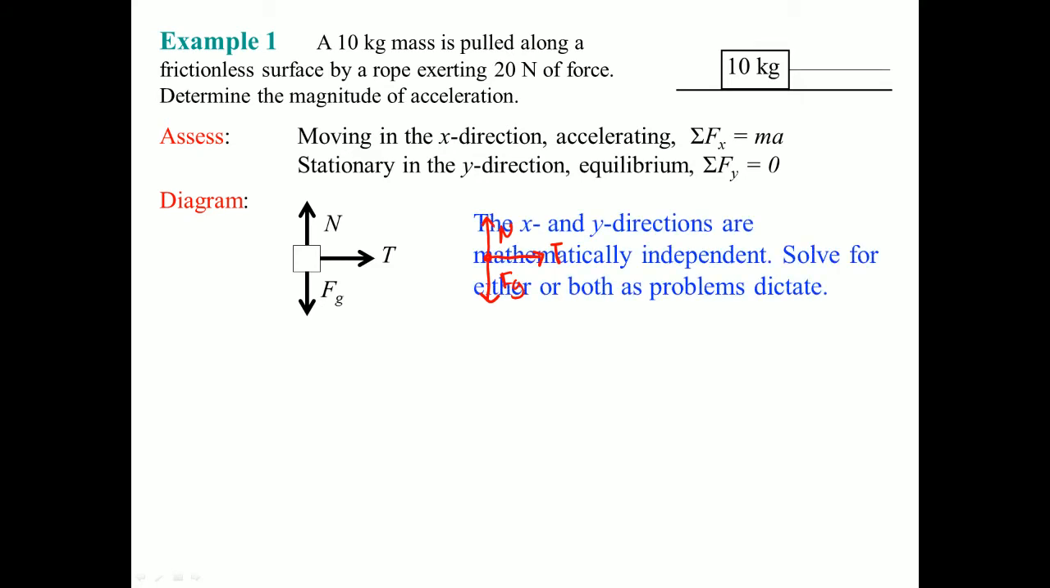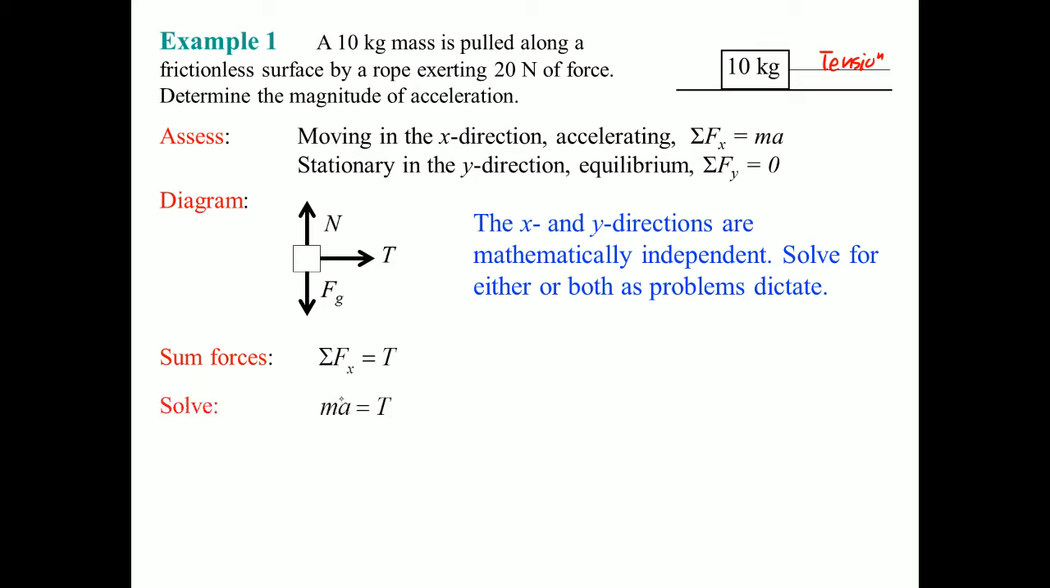We see that the x and the y directions are mathematically independent, so we can solve for either or both. Here's the summation of my forces. The only force in my x direction is just T, which is the tension force being pulled on the rope.